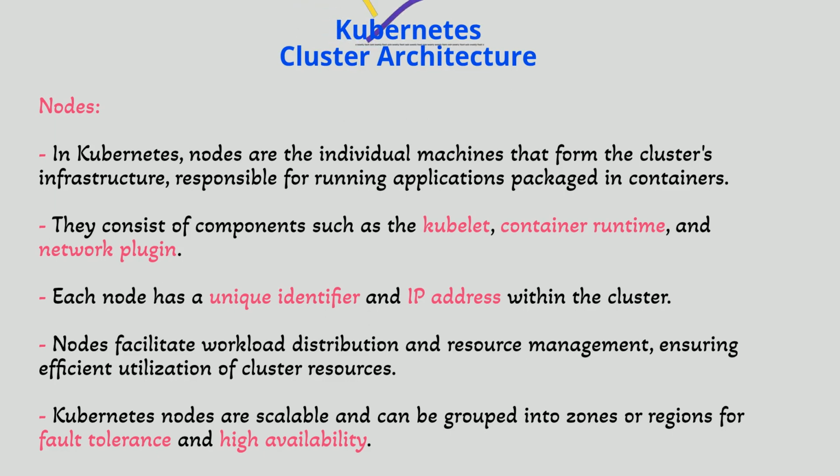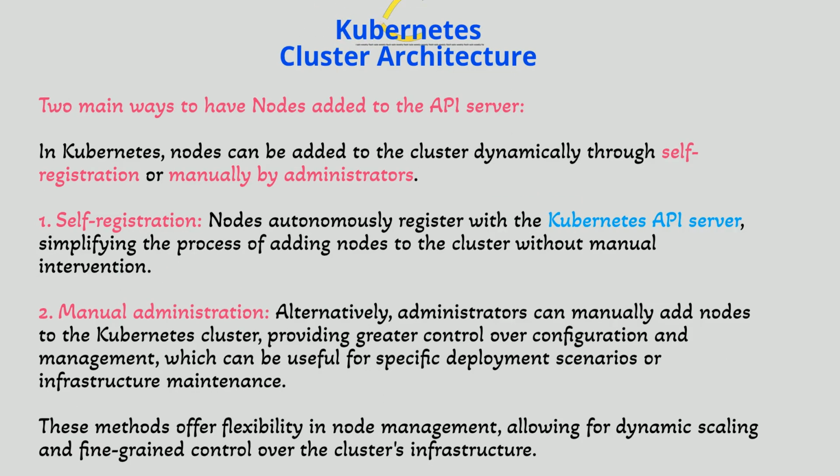Kubernetes nodes are scalable and can be grouped into zones or regions for fault tolerance and high availability. Two main ways to have nodes added to the API server. In Kubernetes, nodes can be added to the cluster dynamically through self-registration or manually by administrators. 1. Self-registration. Nodes autonomously register with the Kubernetes API server, simplifying the process of adding nodes to the cluster without manual intervention. 2. Manual administration.